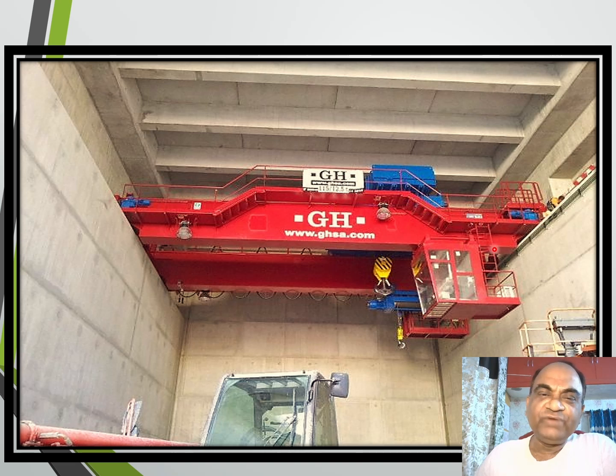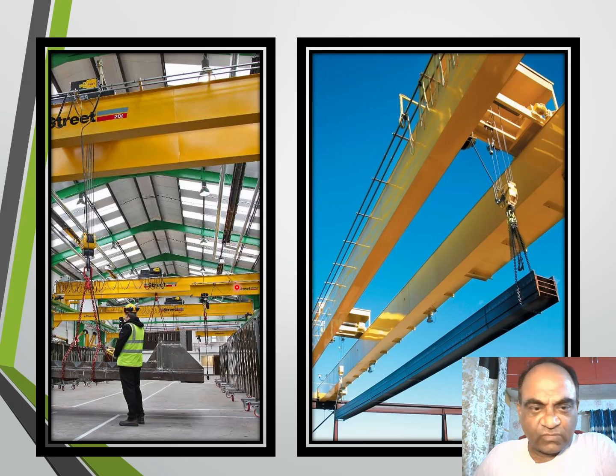Different companies are manufacturing these cranes, so different designs are there. This is a different design. As you can see, it has its rails on the walls of the structure, so columns or pillars are not there. So this is a different design. Here, double girder cranes are there, and several cranes can be seen in a single bay.